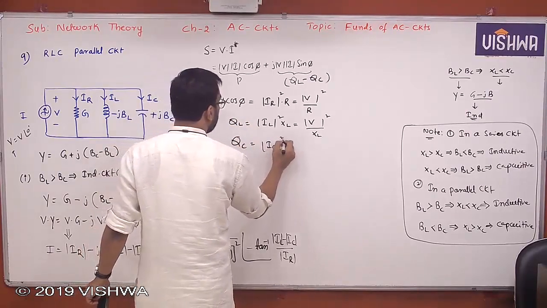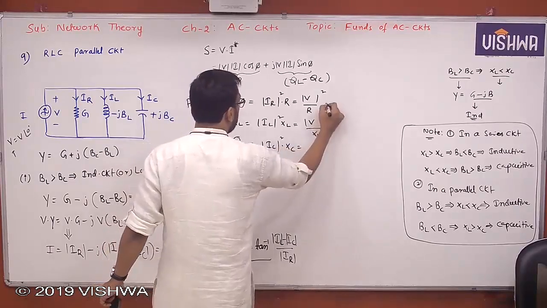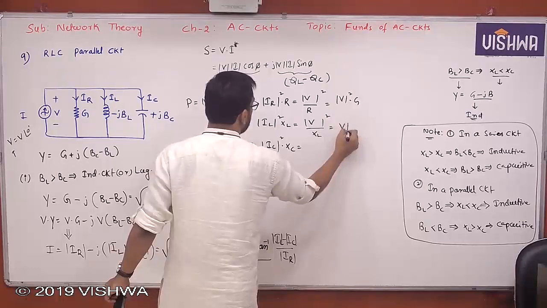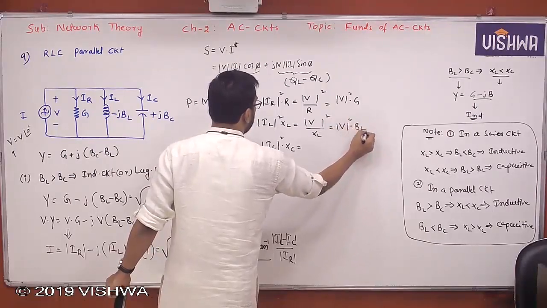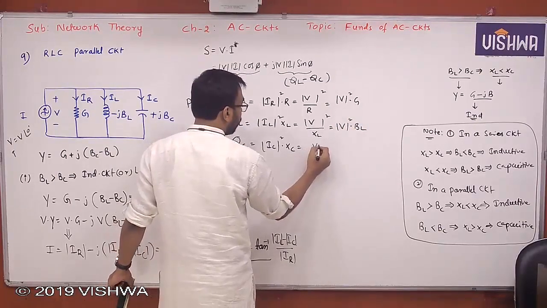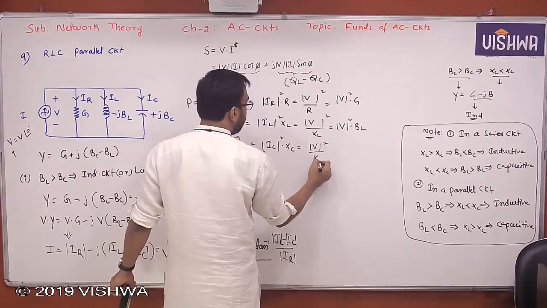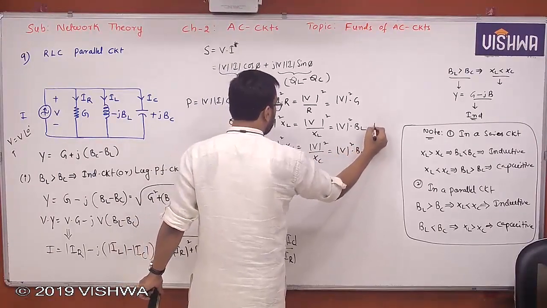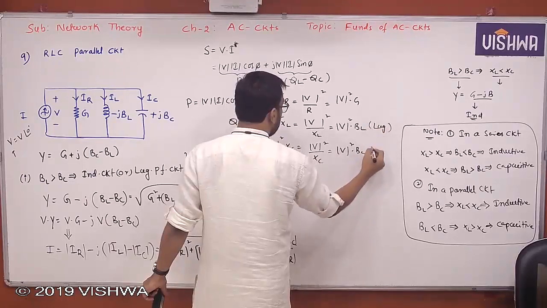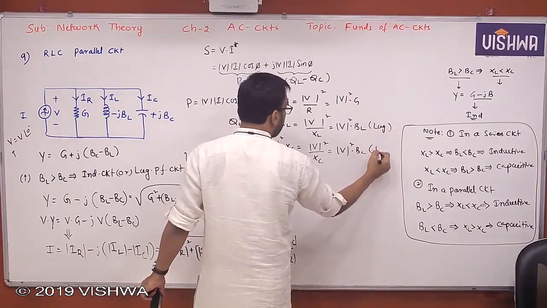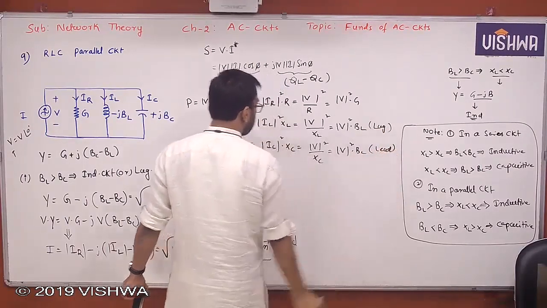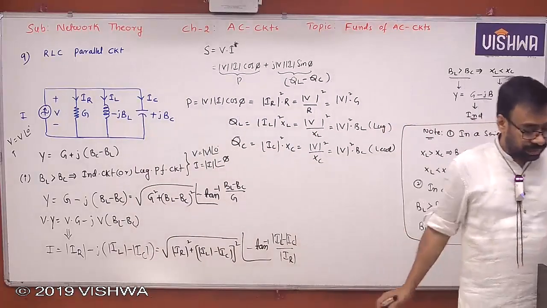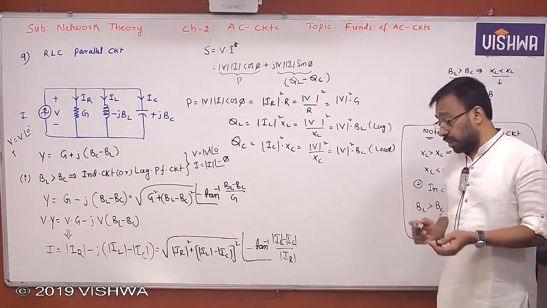IC square into XC. Here I can write V square into G. Here I can write V square into BL. Here V square by XC, V square into BC. Here you generally write lagging reactive power, here leading reactive power. That's it. Okay. Please write down, all of you. Then we will see the phasor diagram corresponding to this quickly.